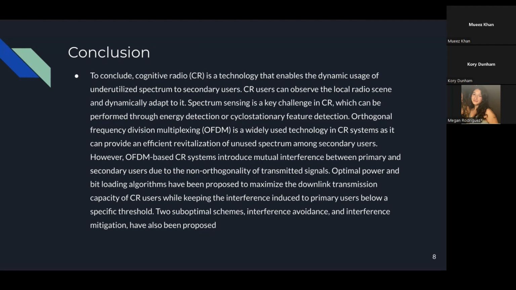However, OFDM-based CR systems introduce mutual interference between primary and secondary users due to the non-orthogonality of transmitted signals. Optimal power and bit loading algorithms have been proposed to maximize the downlink transmission capacity of CR users while keeping the interference induced to primary users below a specific threshold. Two suboptimal schemes, interference avoidance and interference mitigation, have also been proposed.